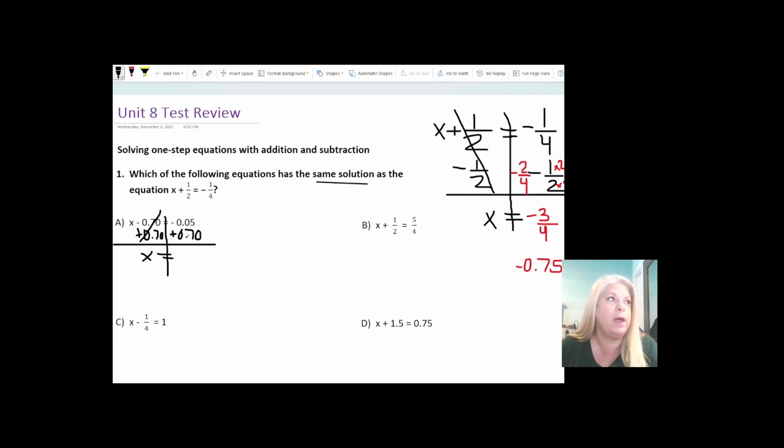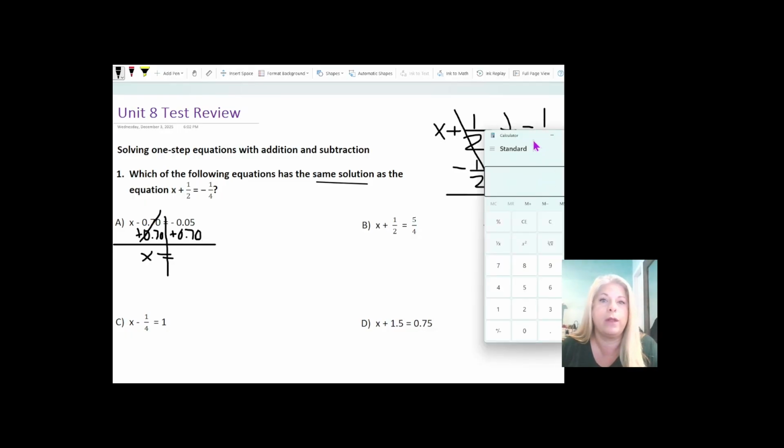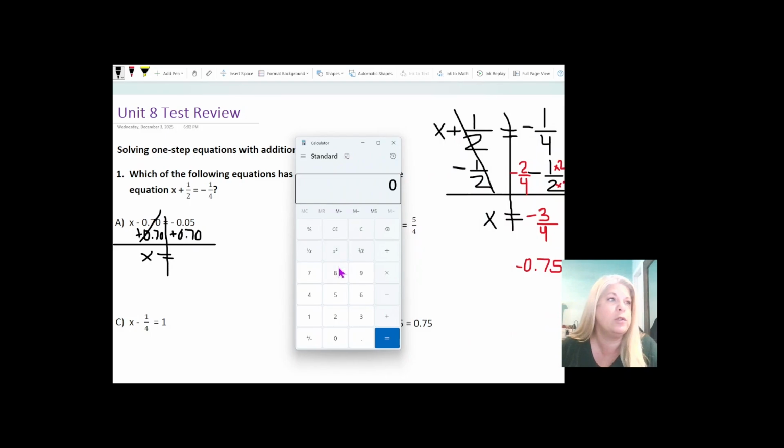And so we go ahead and we add these together. It's negative 0.05 plus 0.70. So because the signs are different, the rule says that you have to subtract them. You can grab the calculator if you need it. So we're going to subtract these amounts. We've got 0.70 minus the 0.05, and that gives us a 0.65.